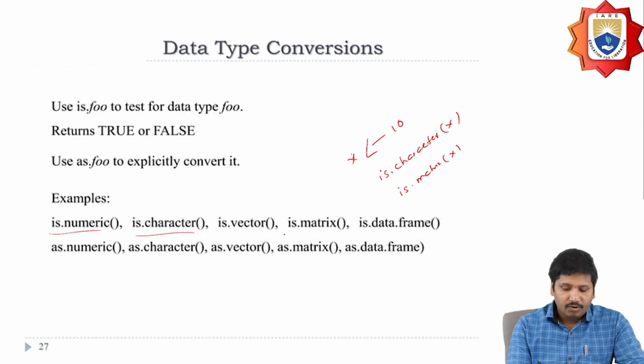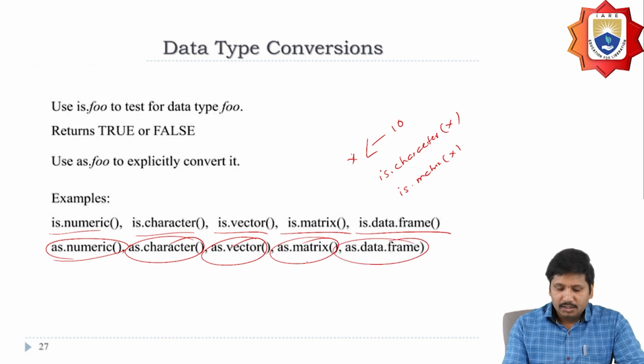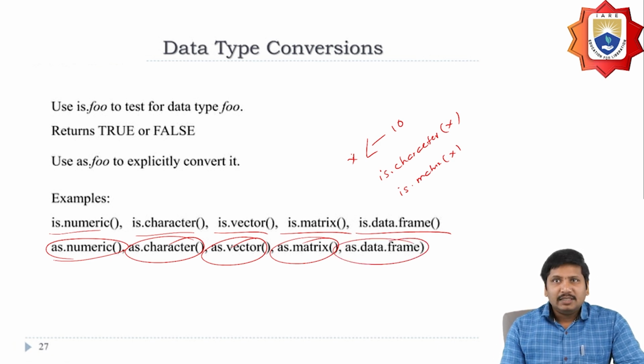So these are some of the functions: is.vector, is.matrix, is.data.frame, as.numeric, as.character, as.vector, as.matrix, as.data.frame. Like this, we can use functions to convert from one type of data to another type of data as well. So these are some of the functions for that.